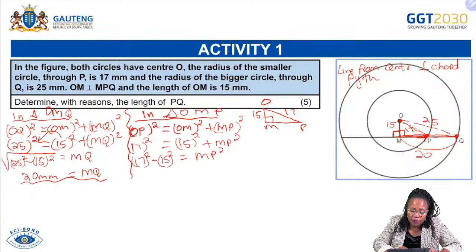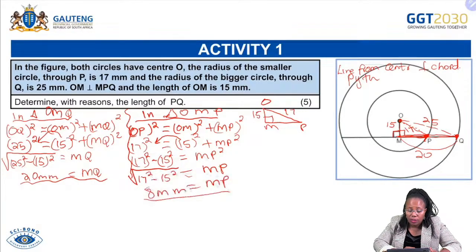Okay, because 15 to that side changes to minus. And then the MP will lose an exponent 2. This will gain the square root of 17 squared minus 15 squared. Into your calculator, grade 12, what is the value of MP? It is 8 millimeters. But we are not looking for that.